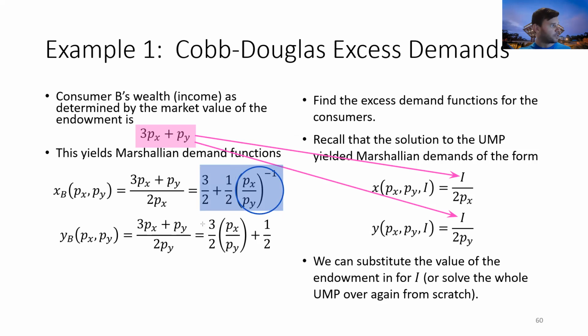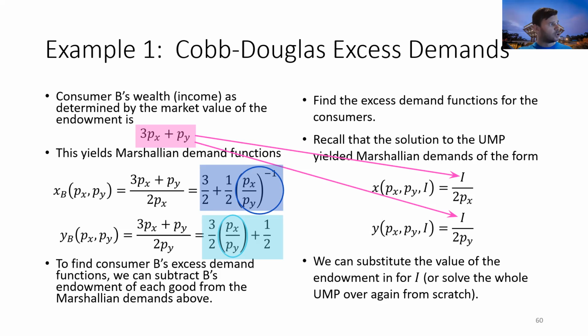Okay, same thing also for good Y's excess demand for individual B. I've made that price ratio visible because in a moment, we're going to want to solve for the price ratio. So that's why I've kind of brought it with me like this. We're going to figure out what is the value of that thing that's going to clear all of the markets at the same time.